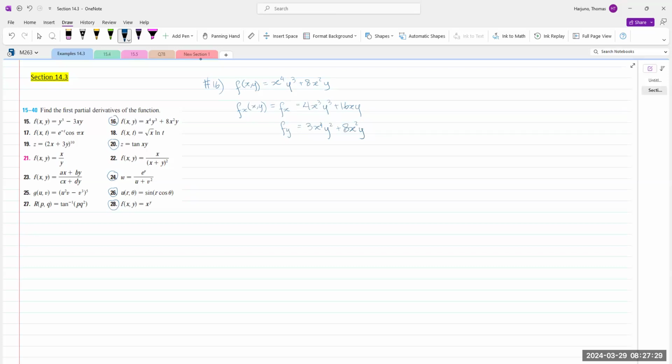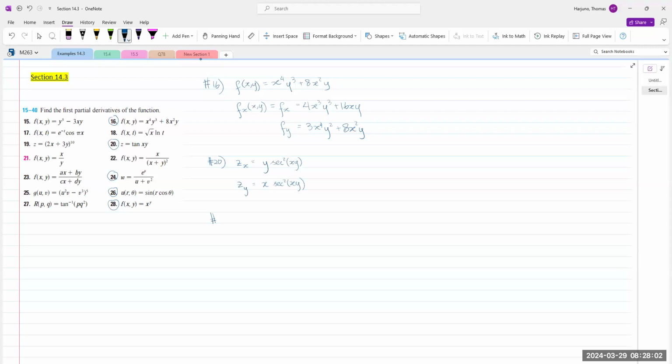Okay, now and then number 20. Z sub x will be, the derivative of tangent is secant squared of xy times the derivative of xy with respect to x, that's y. Z sub y will be x secant squared xy.